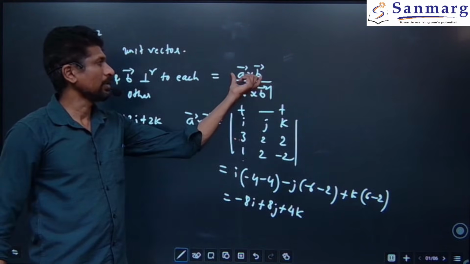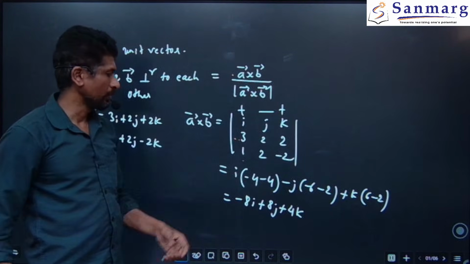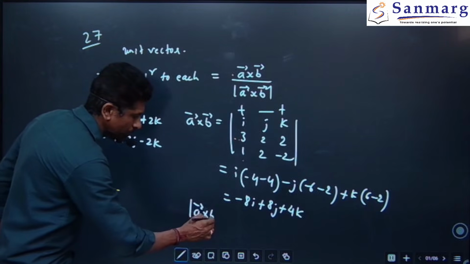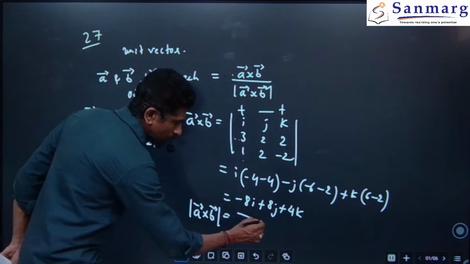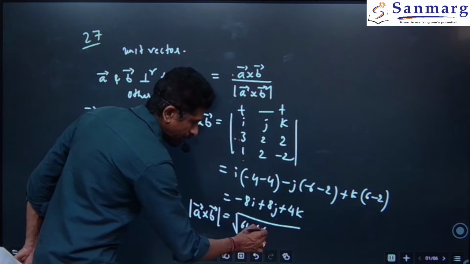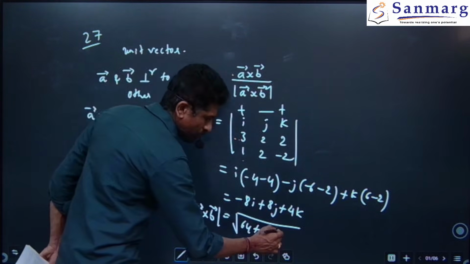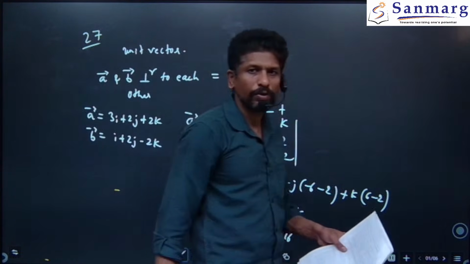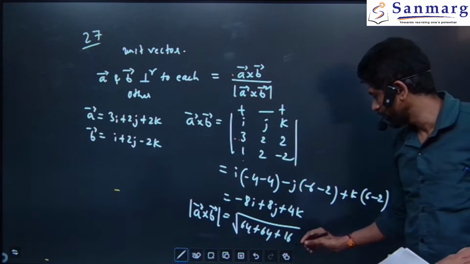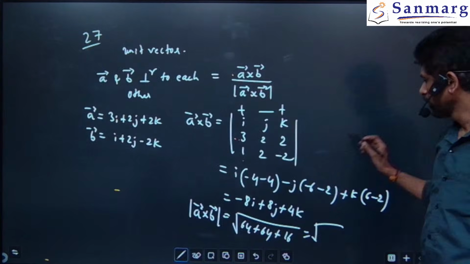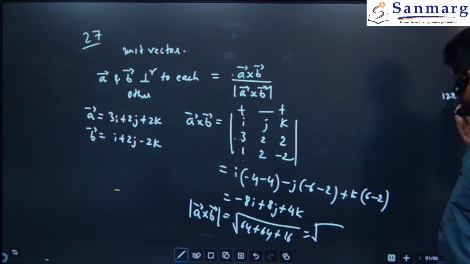We got the numerator now. In the same way, you have to find the magnitude of A cross B. The magnitude of A cross B becomes square root of 8 square is 64, 8 square is 64, 4 square is 16. So find the value of 64 plus 64 plus 16. The value becomes 128 plus 16 now.